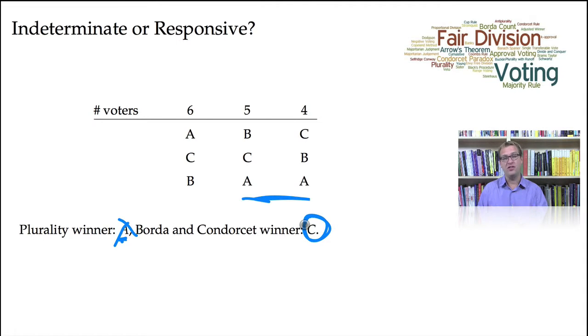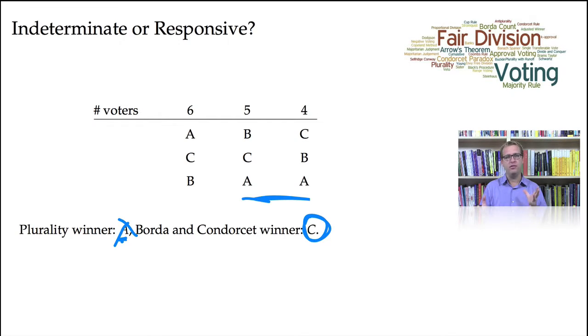So Borda and Condorcet agree. We talked a lot about their disagreement, but here they agree. Candidate C is who the winner should be. So naturally, many voting systems, many people would say that C really should be declared the winner. Now, what would happen under approval voting?